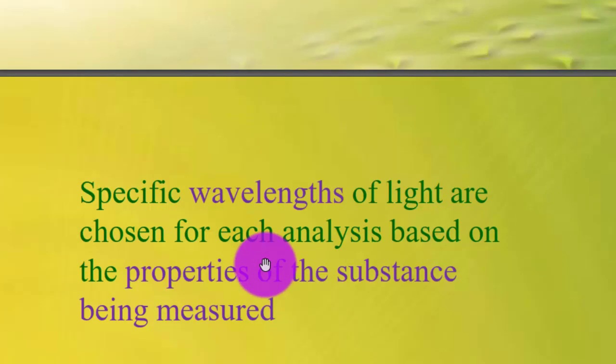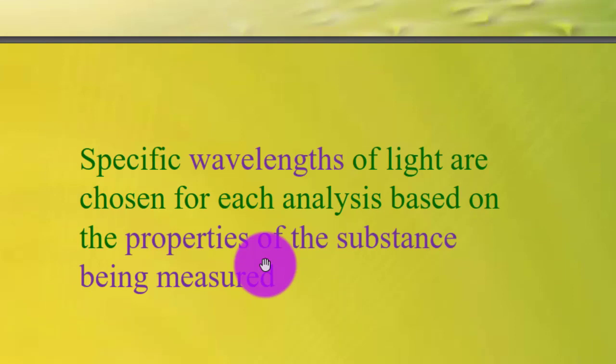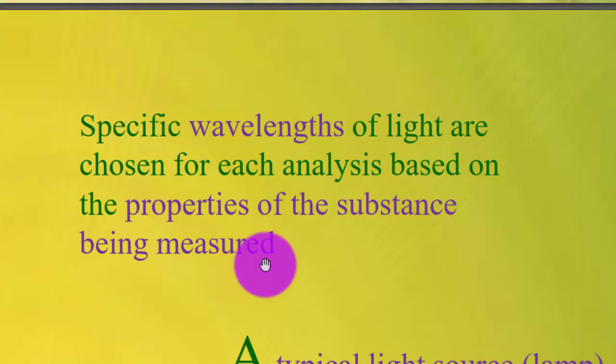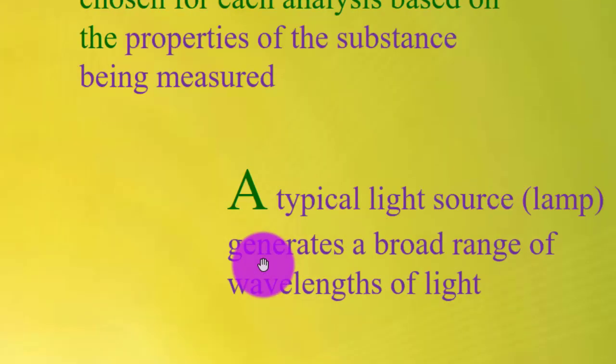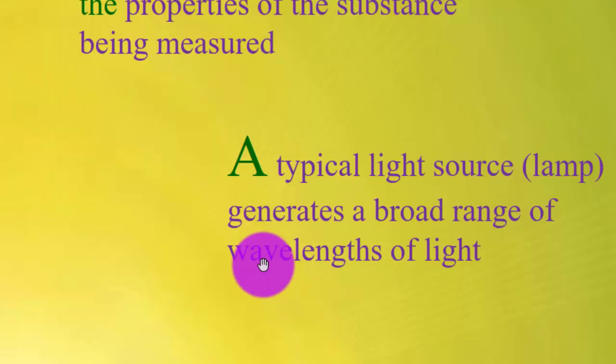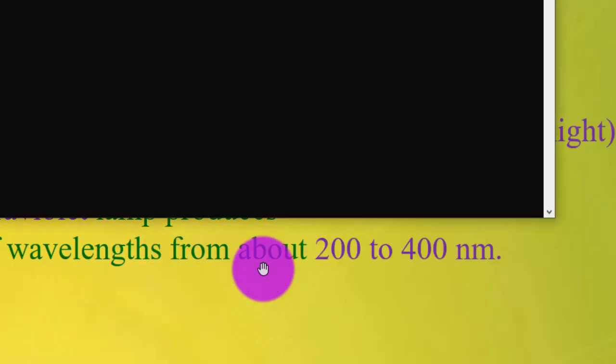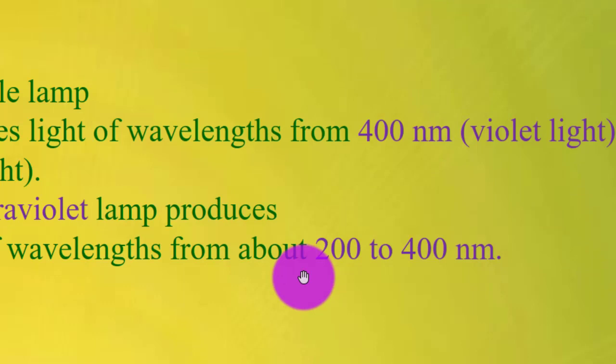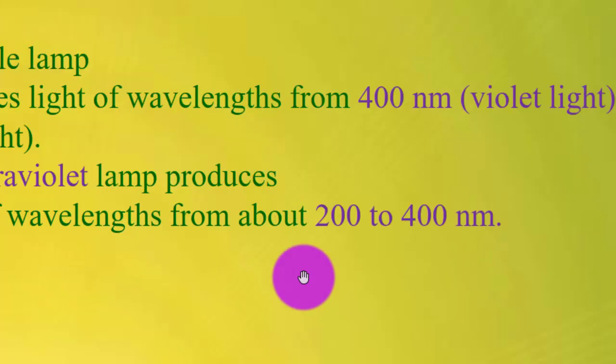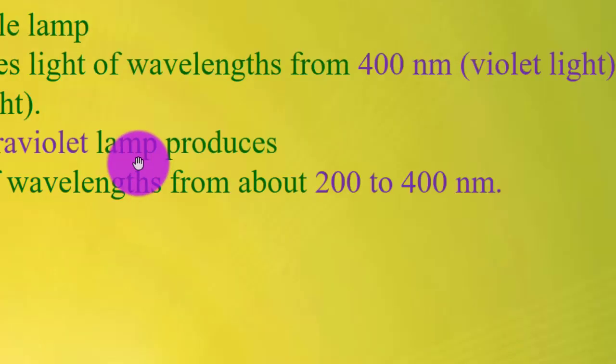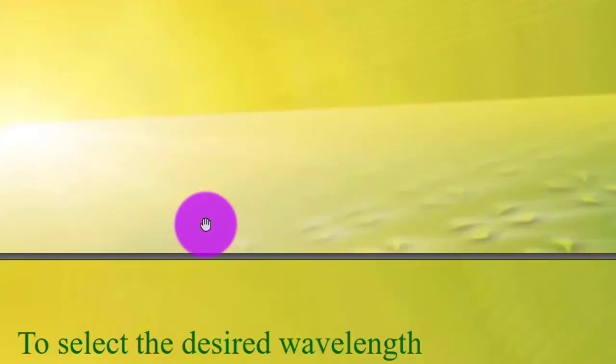Specific wavelengths of light are chosen for each analysis based on the properties of the substance being measured. A typical light source lamp generates a broad range of wavelengths of light. A visible lamp produces light of wavelengths from 400 nanometer violet light to 700 nanometer red light. An ultraviolet lamp produces light of wavelengths from about 200 to 400 nanometer.